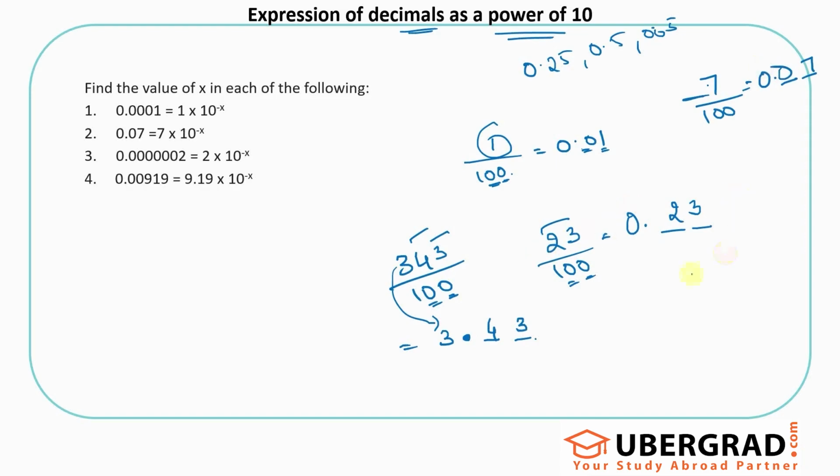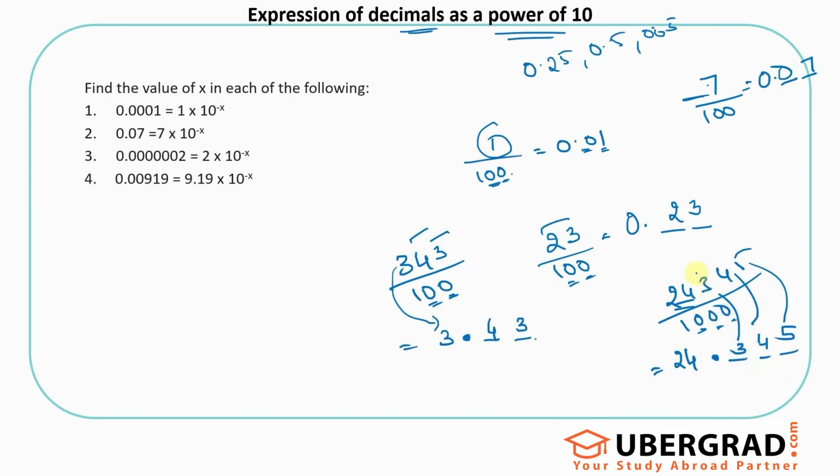Let's say I have something like 24345 by 1000. What does this mean? 1, 2 and 3 decimal places. So it will be taken by 5, taken by 4, it will be taken by 3, and then 24 will come here. That will be 24.345.